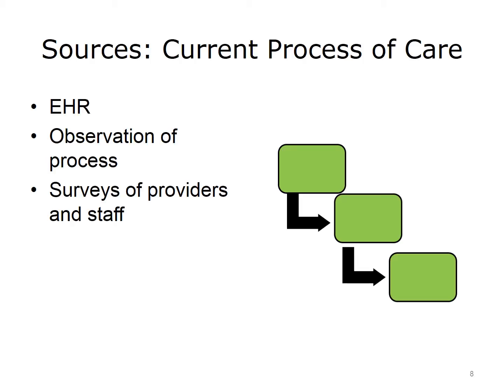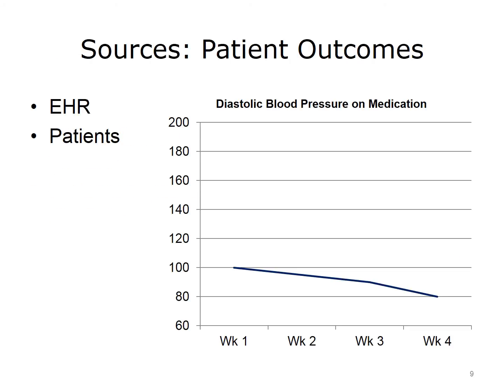There are some processes and outcomes that may not be included in the EHR. Actual observation of processes may need to be done, as well as surveys of providers and other staff. Similarly, although many patient outcomes will be recorded in the medical record, some will not. Patient satisfaction surveys and methods to capture patient-reported outcomes, such as quality of life, depressed effect, or ability to perform activities of daily living, may be needed.